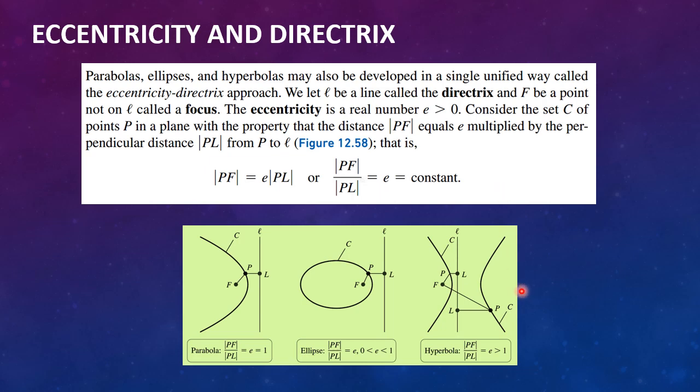Okay, so below you have three different examples of different conics. We have a parabola here, and for parabolas the eccentricity is 1. In the center we have an ellipse, and notice that for the ellipse the eccentricity is a fractional value between 0 and 1, and for hyperbolas the eccentricity constant is a value greater than 1.